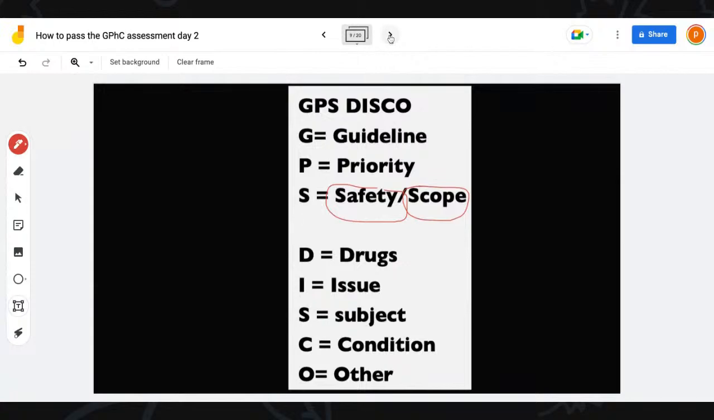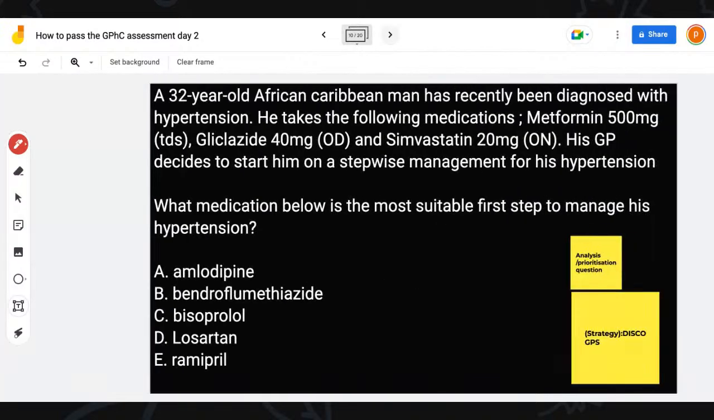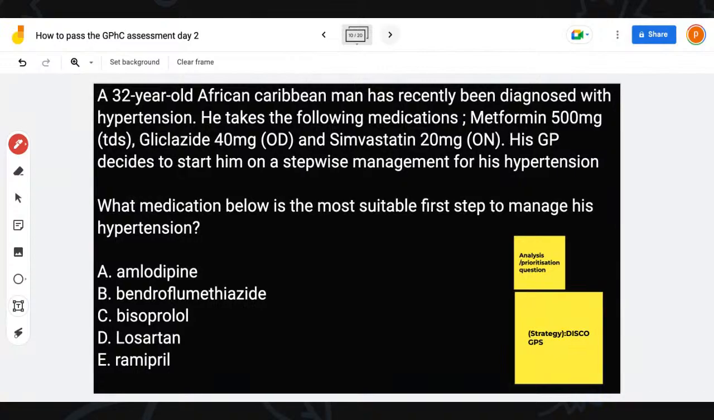So first thing we're going to look at, mention to you guys, correct versus plausible scenarios. Try this question. So in this question, we're going to use analysis and prioritization strategy, and we're going to use GPS DISCO. So look at that question and give me your answers, and then I'm going to show you how to use the right strategy to get the correct answer. I'll give you guys probably a few seconds. When you have your answer, please put your answer in the comments.